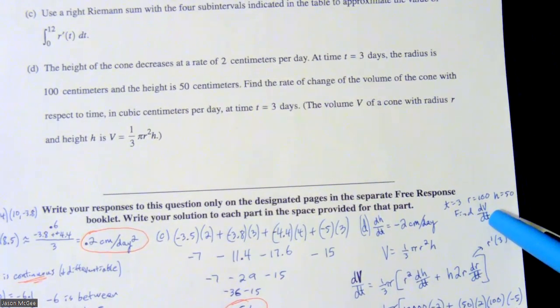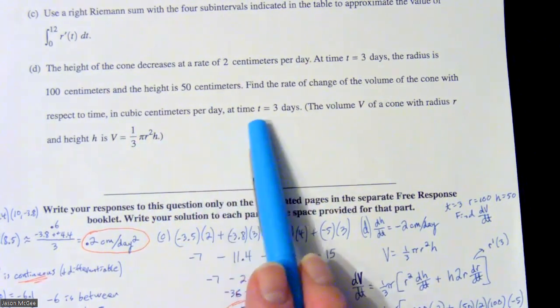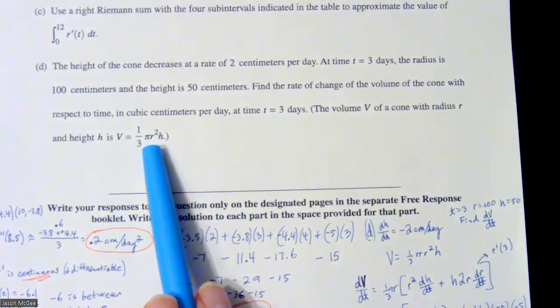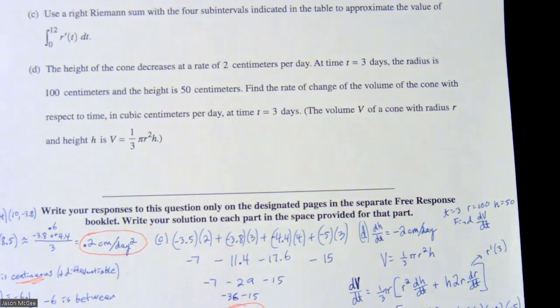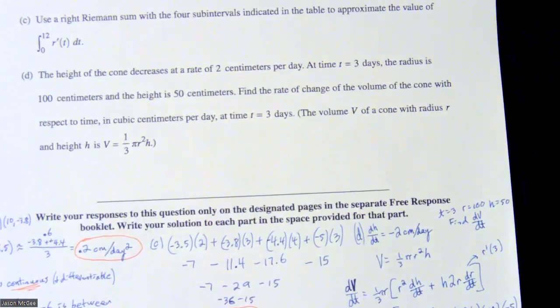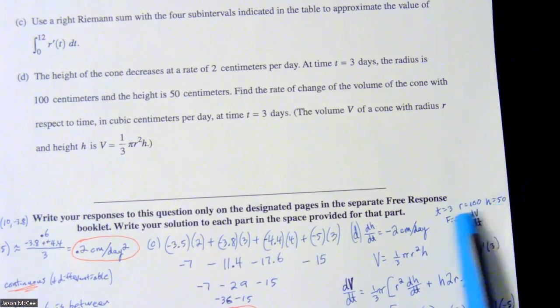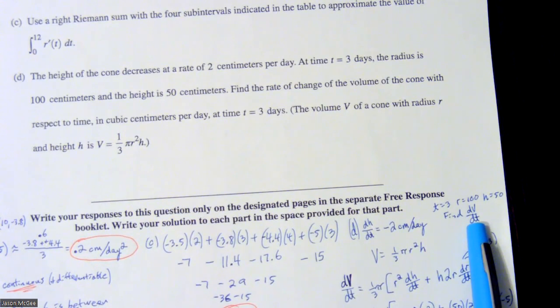Find the rate of change of the volume. So you want to find dV/dt with respect to time in cubic centimeters per day at t equals 3 days. And notice it even gives you our geometry formula. So start with the geometry formula. Now, normally this is like a level 3 type problem, and you have to get rid of one of those variables. This is not really a level 3 problem because you know stuff about r and h, you know the dh/dt, and you need to find the dV/dt.